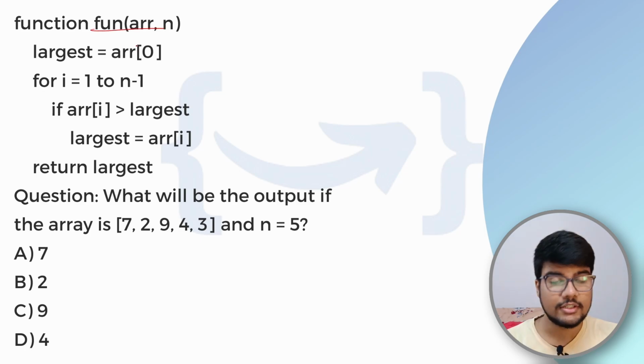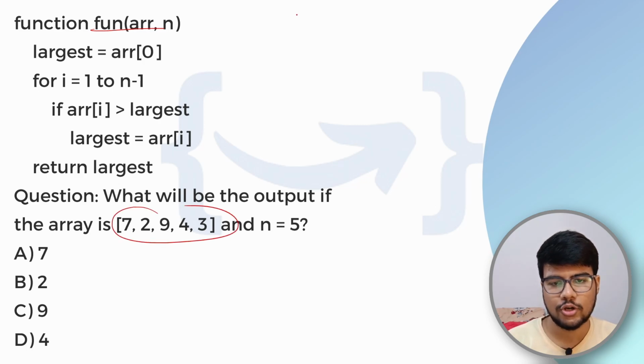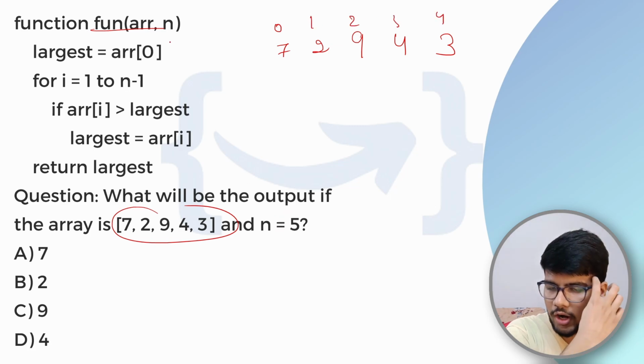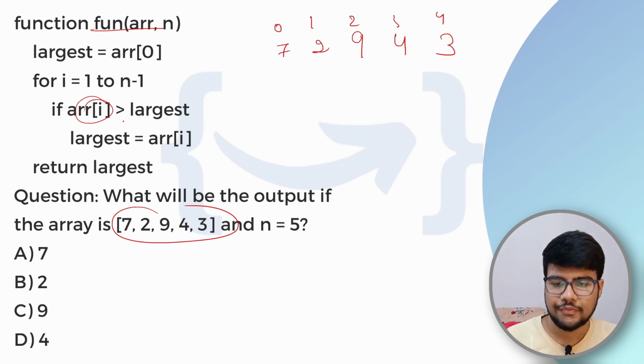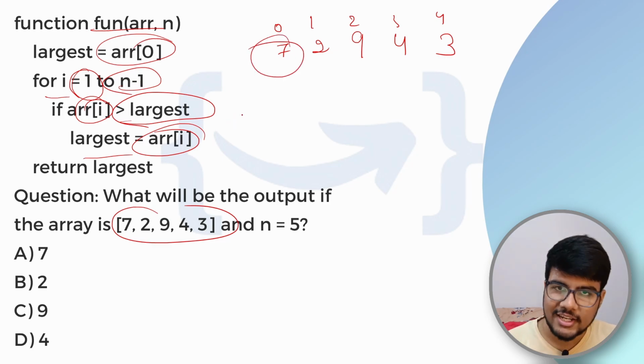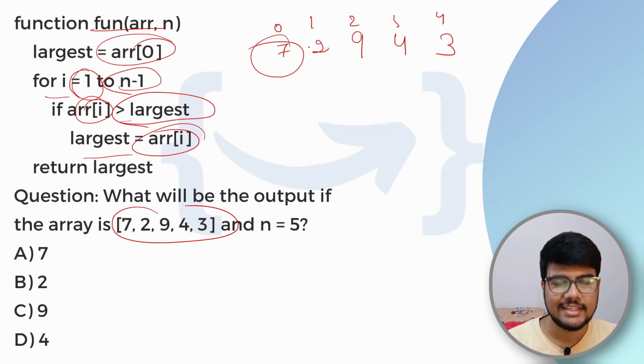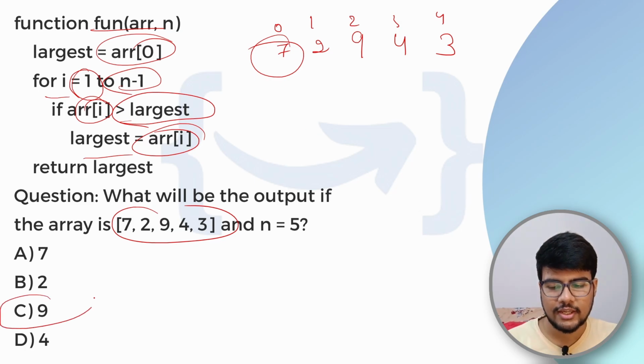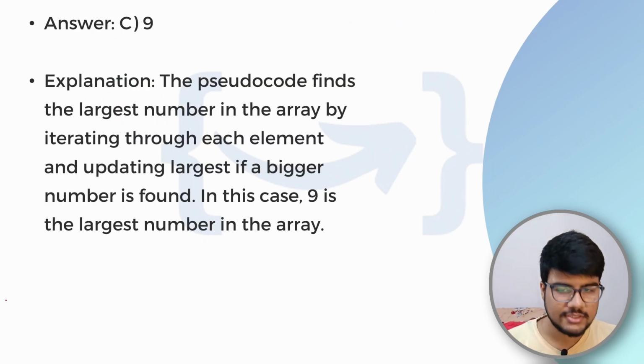Next question is function array n. What is passed here? 7, 2, 9, 4, 3, which is indices 0, 1, 2, 3, 4, and n is 5. What happens here is, if array of I is greater than largest, from 1 to n minus 1, where the largest value we took as 7. You need to fetch the largest value present in the array. So don't you think the right option is C?